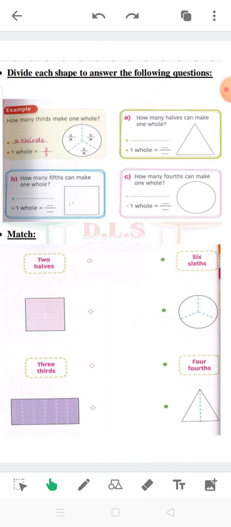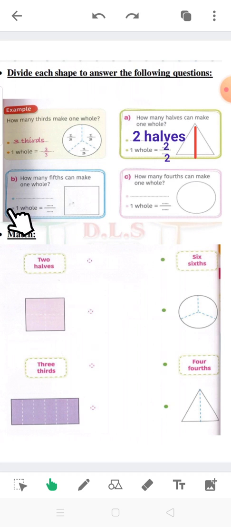Okay, divide each shape to answer the following questions. How many thirds make one whole? I've got 3/3. One whole contains 3/3. Look here, how many halves can make one whole? So we should divide this triangle into two equal parts. Let's divide it. Okay, how can we write this? Two equal parts means two halves. It's 2/2 or 2 halves.